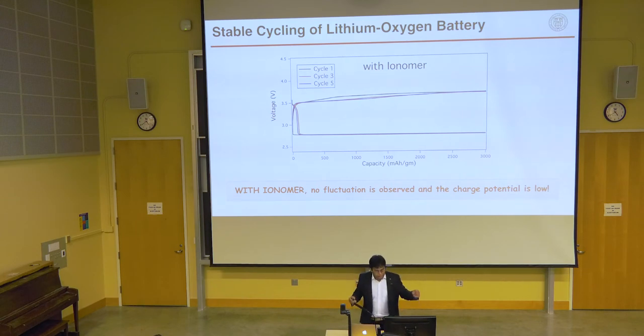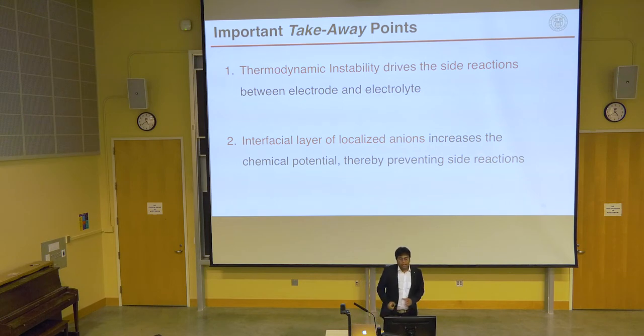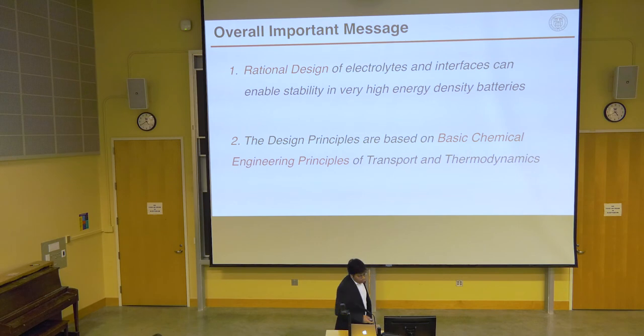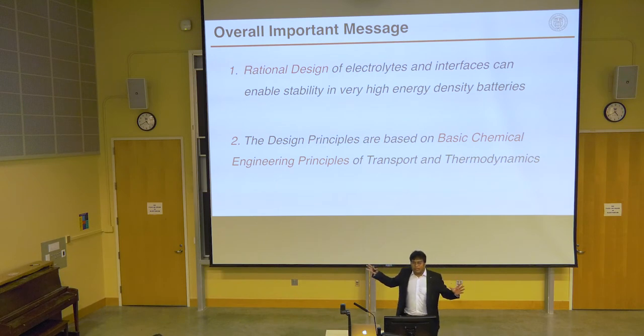So the overall takeaway message from this part is that thermodynamic instability drives the side reactions between the lithium surface and the electrolyte. And having an interfacial layer of anions at the surface of lithium prevents the side reactions between the electrolyte and the electrode. So the overall message from my talk is that through rational design of electrolyte and interfaces, one can stabilize these high energy density batteries. And all these rational designs are based on chemical engineering principles like transport and thermodynamics.